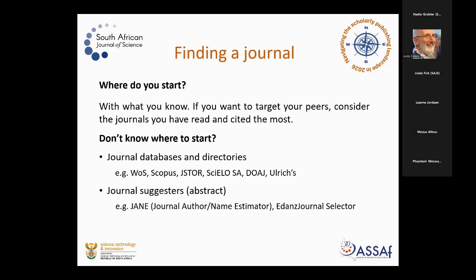There are also trusted databases and directories that you can search for journals: Web of Science, Scopus, and also open access ones like the Directory of Open Access Journals and SciELO South Africa for open access South African journals. And then there are journal suggestion tools such as Jane, where you input your abstract and then it suggests which journals may be applicable. And also publisher-specific ones if you have a particular publisher in mind.